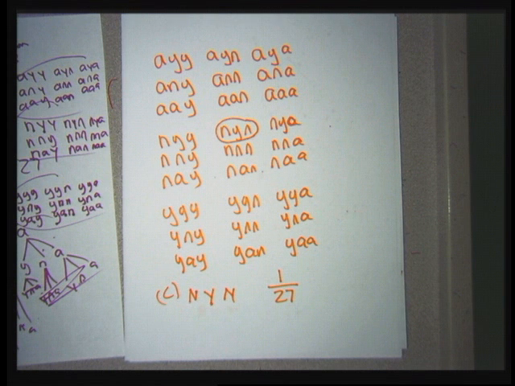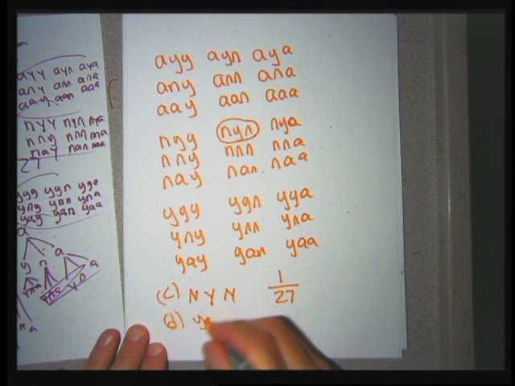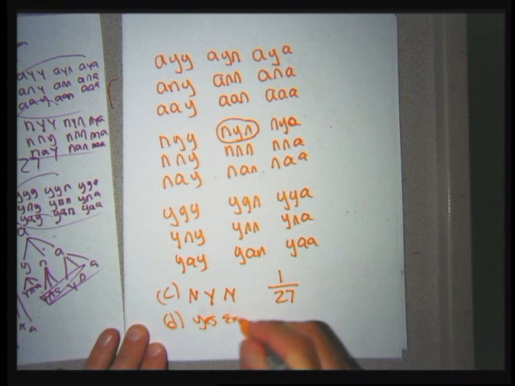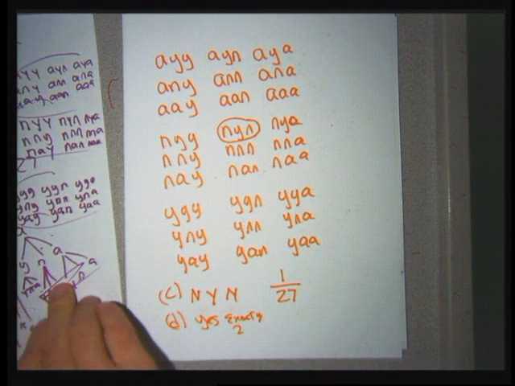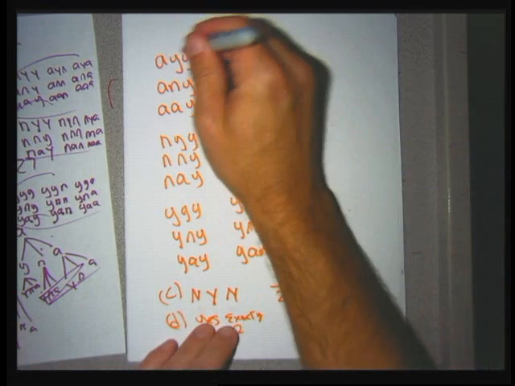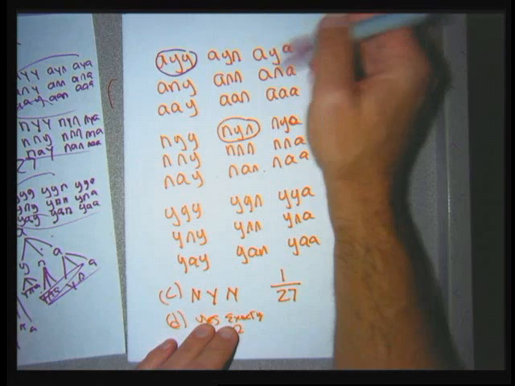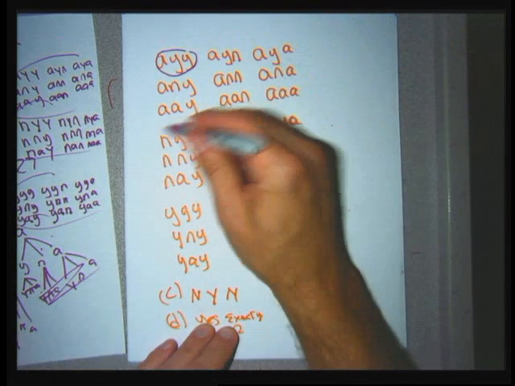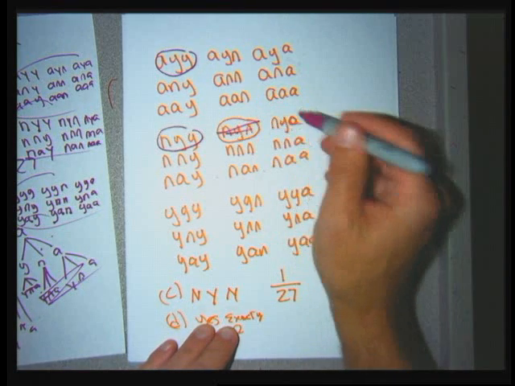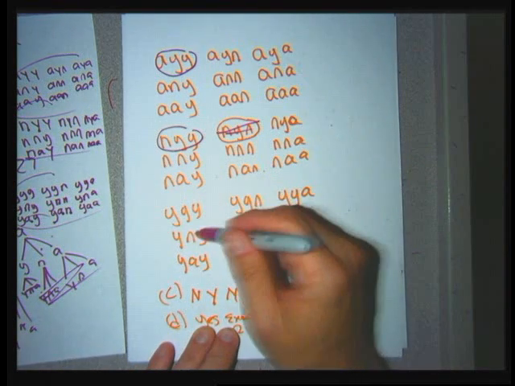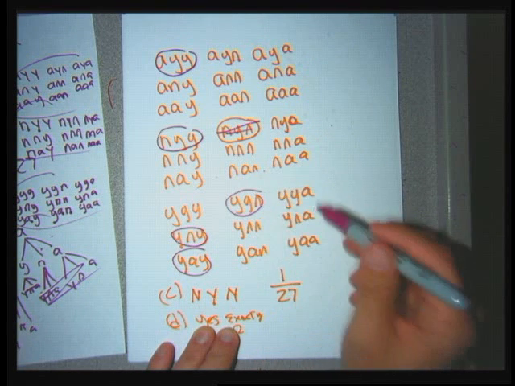Part D, it says yes on exactly 2. That's going to be worse. So this is exactly 2 yeses. No, no, no. Don't see any there. There's an exactly 2 yes. Not there, not there. Not counting that anymore. Not there, not there. There's 2 yeses. There's exactly 2 yeses.